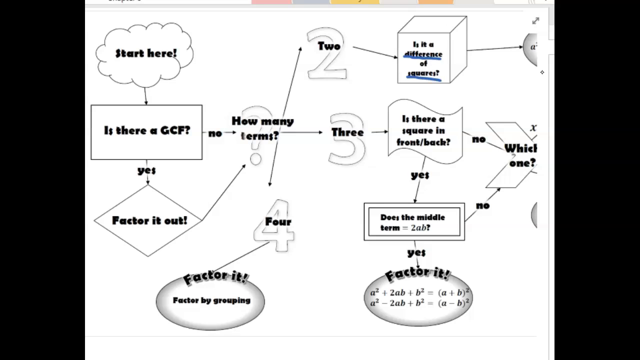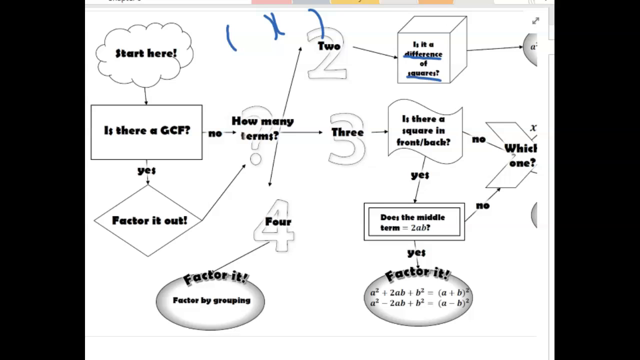That will happen a couple times on your test, and you make sure you're checking for that. If there is, factor it out. If not, you're going to count the terms. Now, if there's 2 terms, remember, all of these are leading you to an answer that looks like this. All of these are leading you to put it into a FOILing problem. So what you're trying to factor is a FOIL.